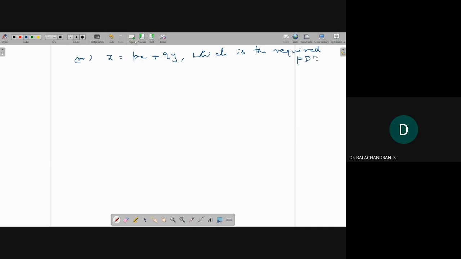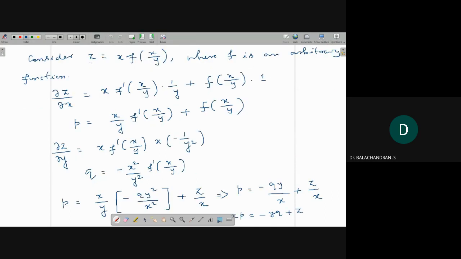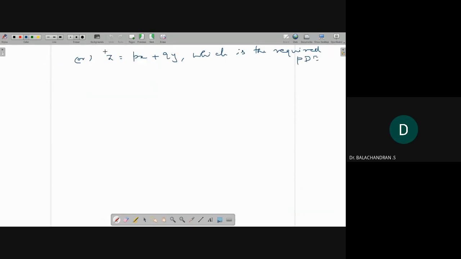So now you have a question. So originally we took here what? z is equal to ax plus by. So here a and b are arbitrary constants. If you eliminate a and b, we have the PDE z is equal to px plus qy. Now this is what? z is equal to x into f of x by y. So here you have the arbitrary function f. If you eliminate the arbitrary function, you'll get the same PDE, z is equal to px plus qy.